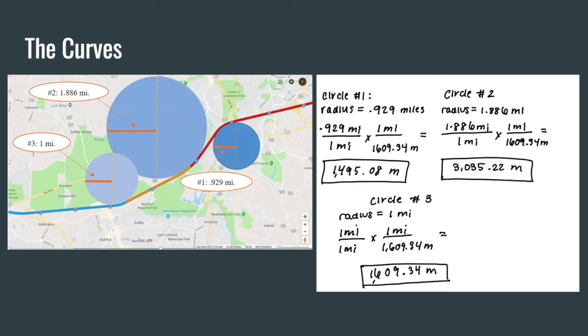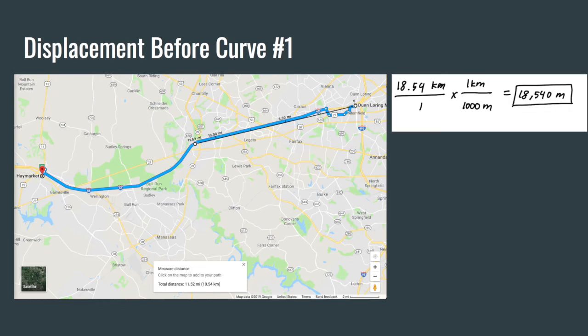So the first one all the way to the left has a radius of 0.929 miles, which is equal to 1,495 meters. The second curve has a radius of 1.886 miles, which is equal to 3,035 meters, and the third curve has a radius of exactly 1 mile, which is equal to 1,609 meters.